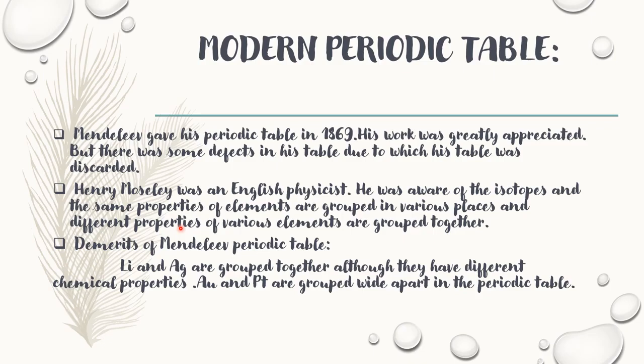Henry Moseley, an English physicist, was aware of the isotopes, and elements with the same properties were grouped in various places, and elements with different properties were grouped together. For example, lithium and silver are grouped together although they have different chemical properties, and gold and platinum are grouped wide apart in the periodic table although they have similar chemical properties. This made Moseley think.